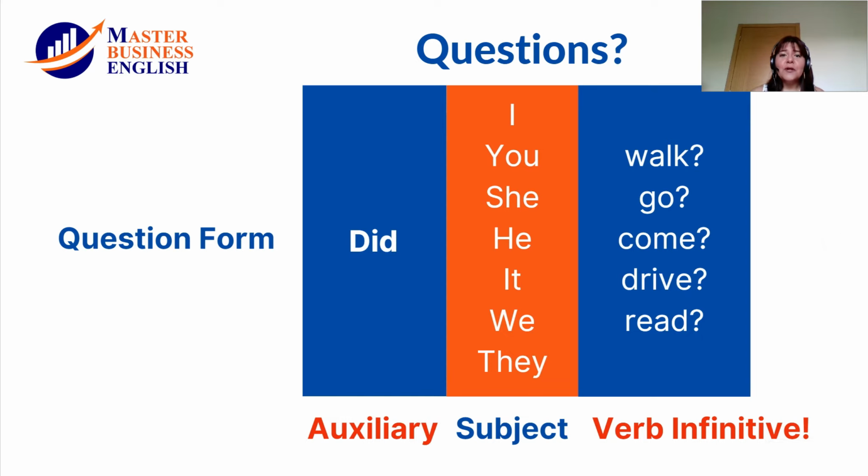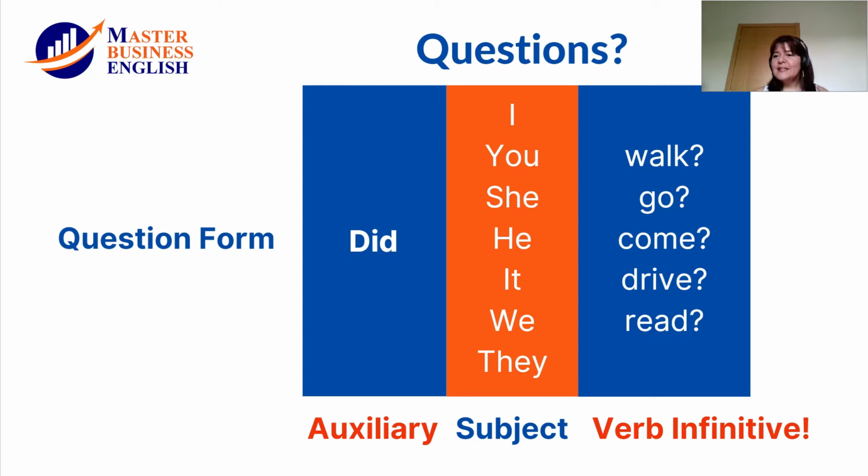Let's go see how it works in questions. We have the question form. We should always remember the question form for all questions in general, not only for past simple. We have the auxiliary, then the subject, and then the verb. Did, the subject: I, you, we, she, etc. And then the verb: walk, go, come, drive, read. But after that we can also have a complement, and of course the question mark to close the question.